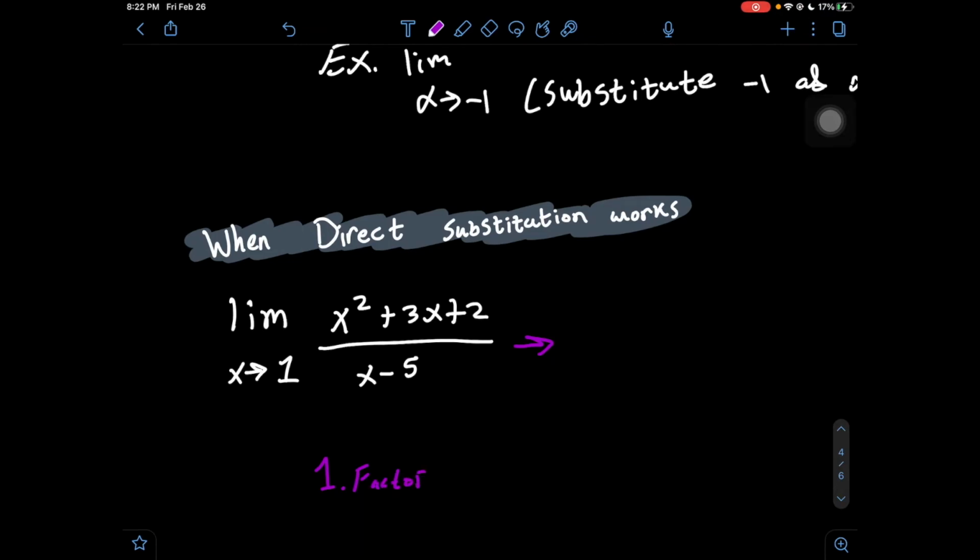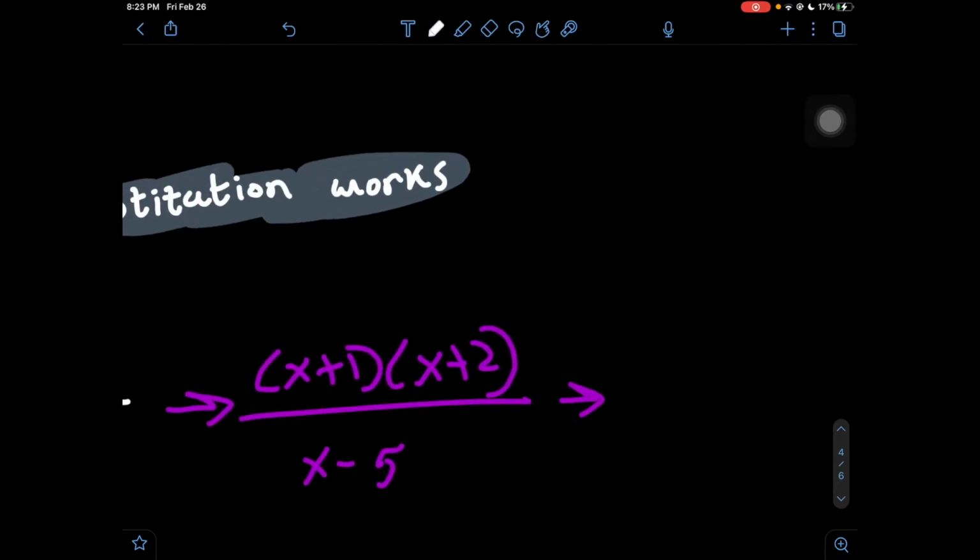So x squared plus 3x plus 2 factors into x plus 1 times x plus 2, and our denominator stays the same as x minus 5. And remember, we're just doing direct substitution, so we're going to substitute in our limit, which is x approaches 1, so we're going to substitute 1 as x. Now let's do the direct substitution. So we're going to substitute our x value as 1.